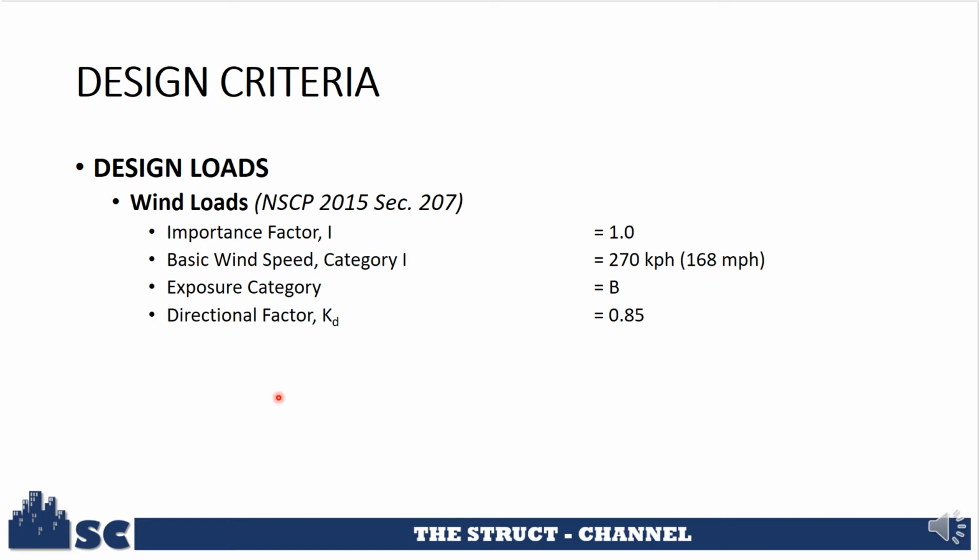For the wind loads, it is in accordance with Section 207, considering basic wind speed of 270 kilometers per hour or 168 miles per hour. That is in accordance with the wind contour map of NSCP 2015.